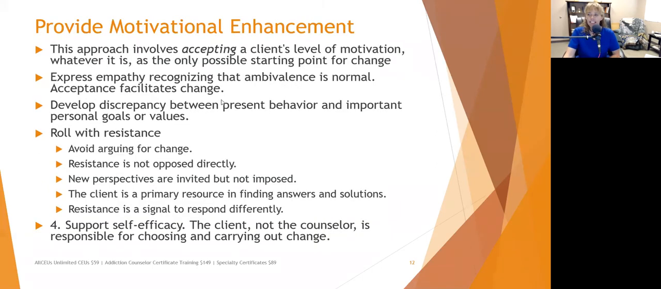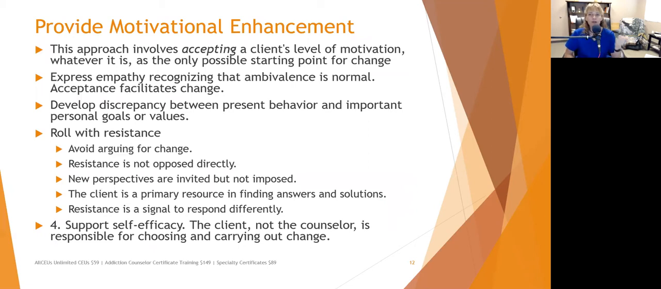Provide motivational enhancement. This approach involves accepting a client's level of motivation, whatever it is, as the only possible starting point for change. If they're not motivated, that's where you start. If they are motivated, okay, great. We're starting way ahead of the game. But that is the only possible starting point.